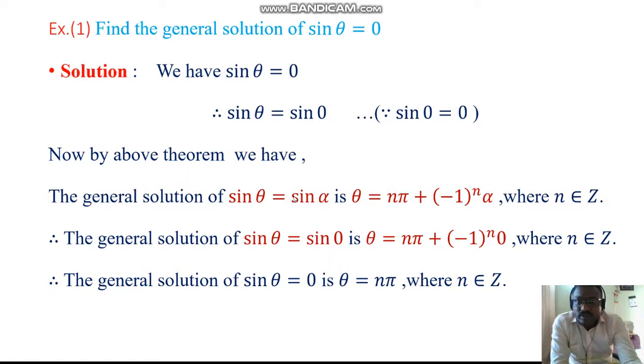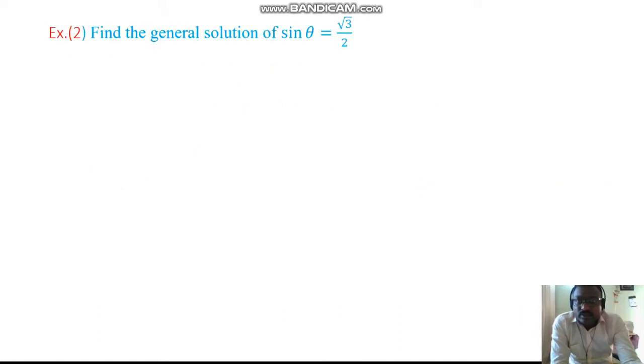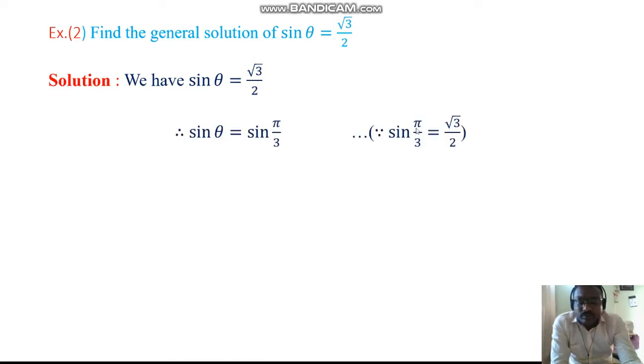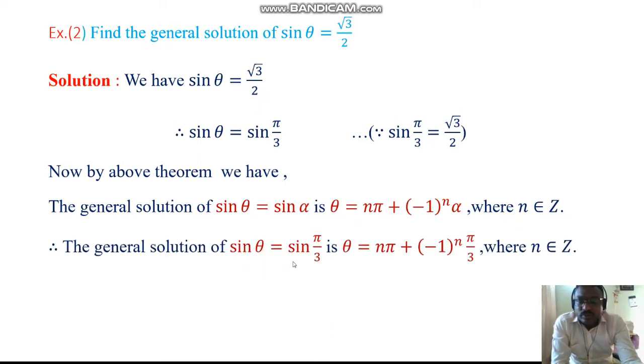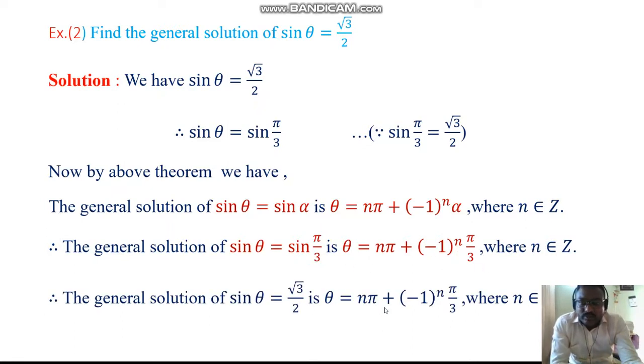Now the next example: find the general solution of sin theta is equal to root 3 by 2. Write in place of root 3 by 2, sin pi by 3, because the value of sin pi by 3 is root 3 by 2, sin 60. Now by the above theorem, sin theta is equal to sin alpha is theta is equal to n pi plus minus 1 raised to n alpha, where n belongs to Z. The general solution of sin theta is equal to sin pi by 3 is theta is equal to n pi plus minus 1 raised to n pi by 3, and therefore this is the solution.